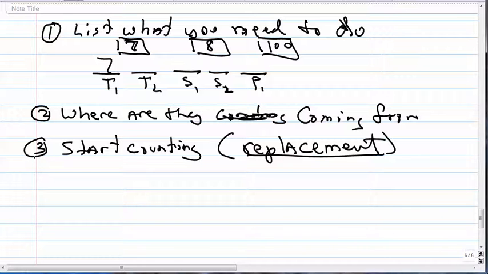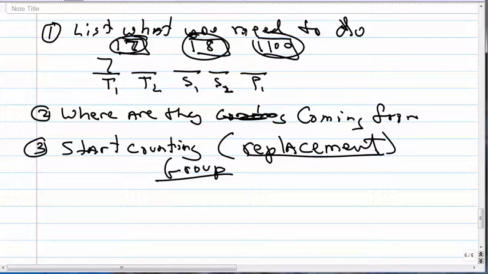So in my third step, when I actually start counting, I start asking, can I put them back? And this here is based upon individual groups. Meaning, sometimes one group you can put back, but maybe the students, I can't put them back. Okay? So you have to make this decision on a group-by-group basis. That's why I like to draw my little boxes to make sure I'm identifying where they're coming from.